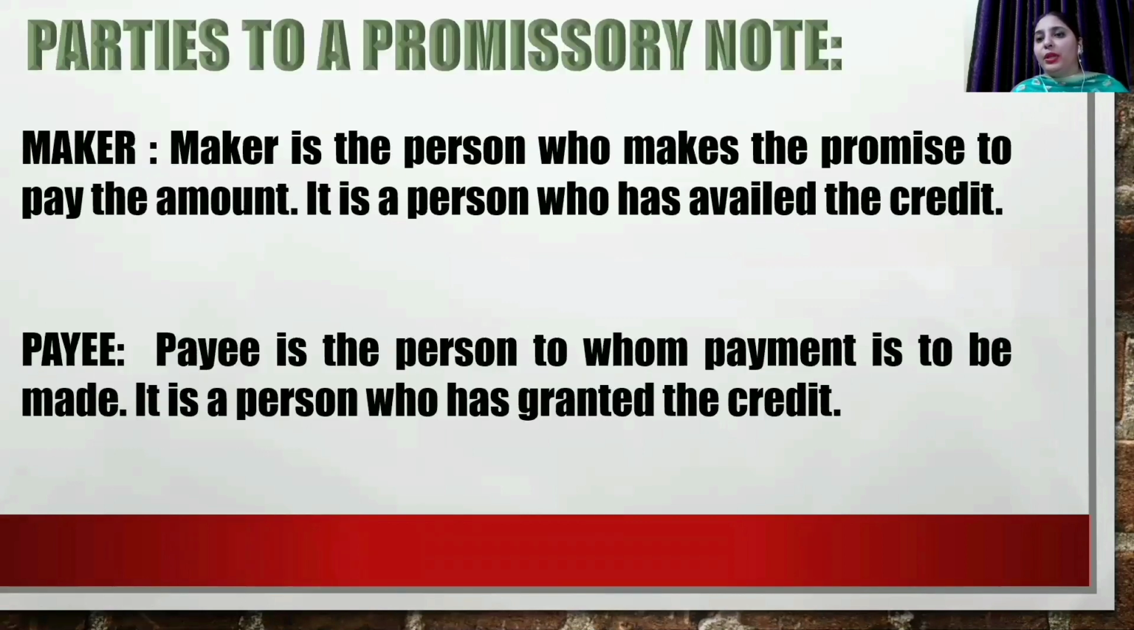Parties to a promissory note are maker. Maker is a person who makes the promise. He is the drawer who draws the bill. He is the person who is actually availing credit. So, in simple terms, we can say a maker is the buyer in case of a promissory note. Payee is the person who will receive payment. He is the person who has granted credit. So that means here we can say the seller who is granting credit is the payee.